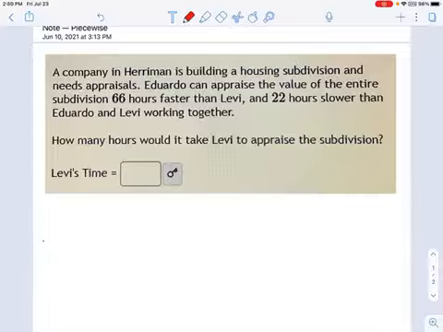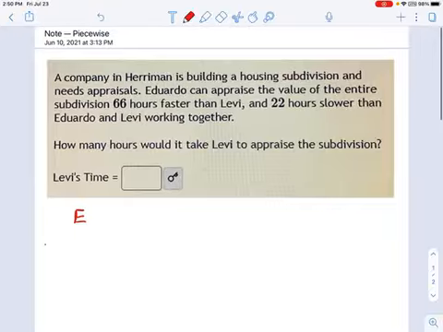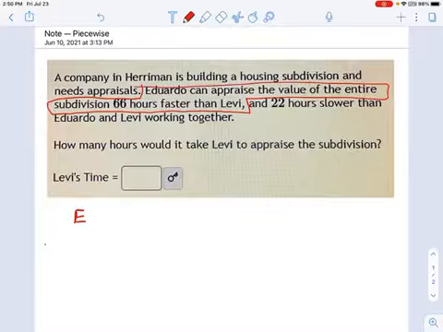So let's say Eduardo is E, and read this sentence right here, what it says. He does it 66 hours faster than Levi. Okay, so let's make an equation that says that. E equals whatever Levi's time is, Eduardo's is 66 less. Okay, that's what I've just written here.